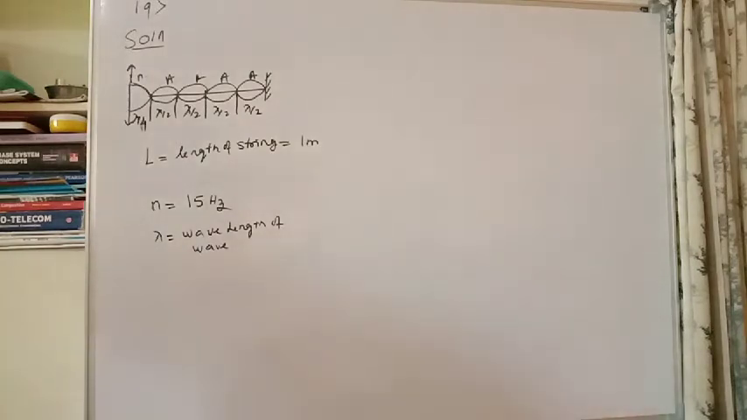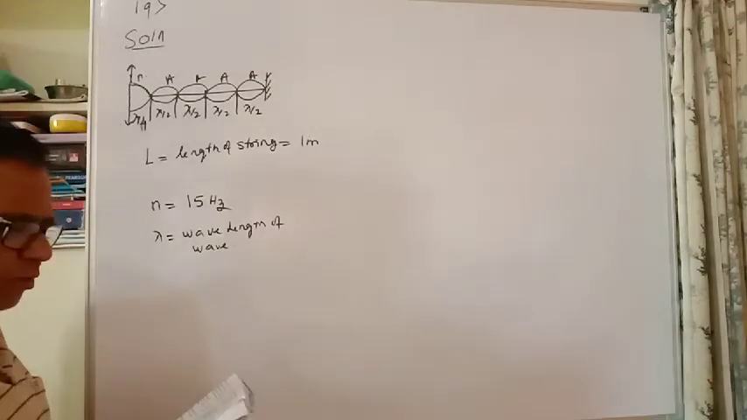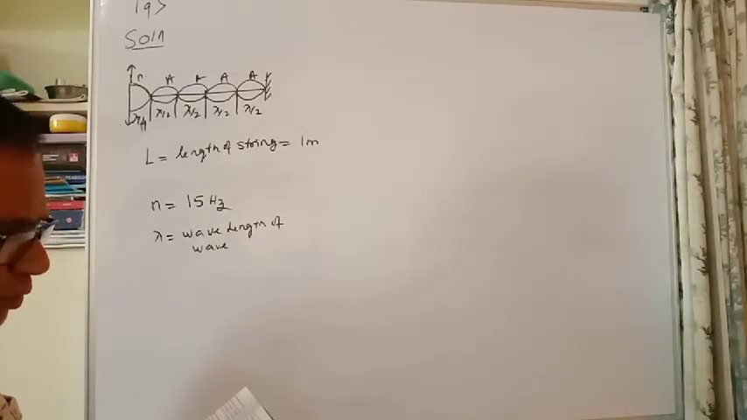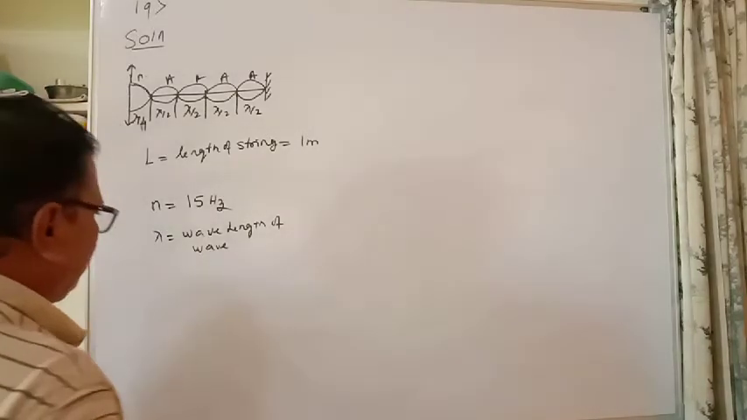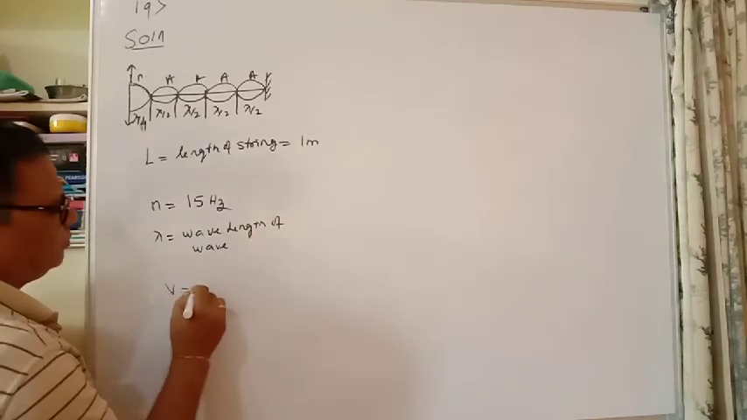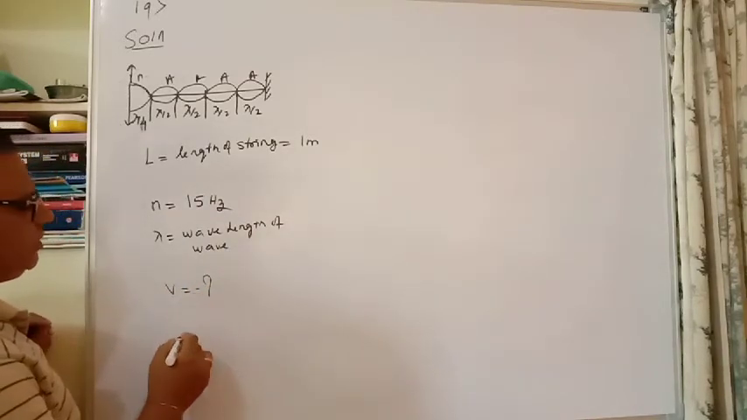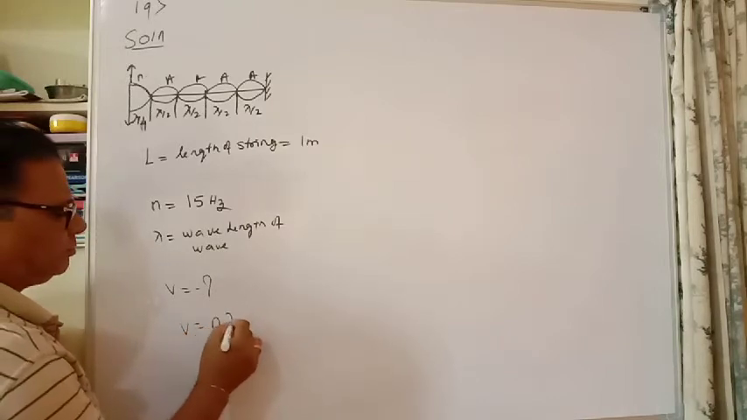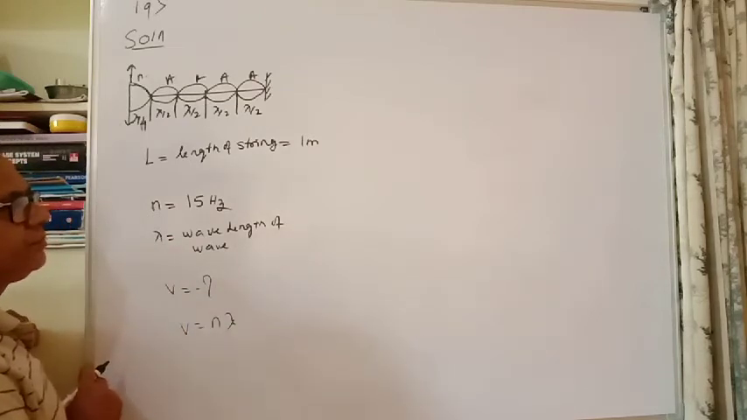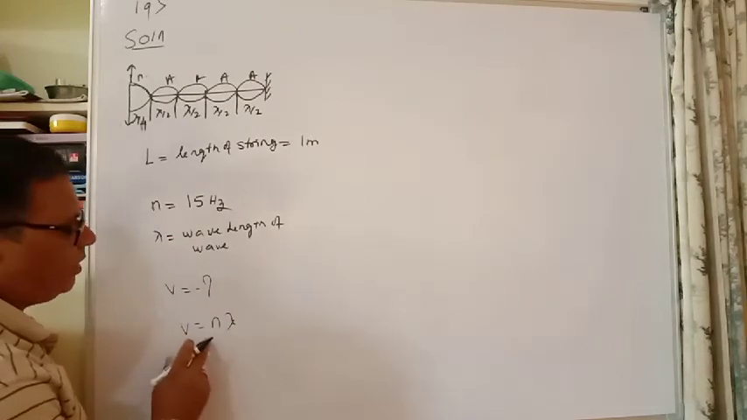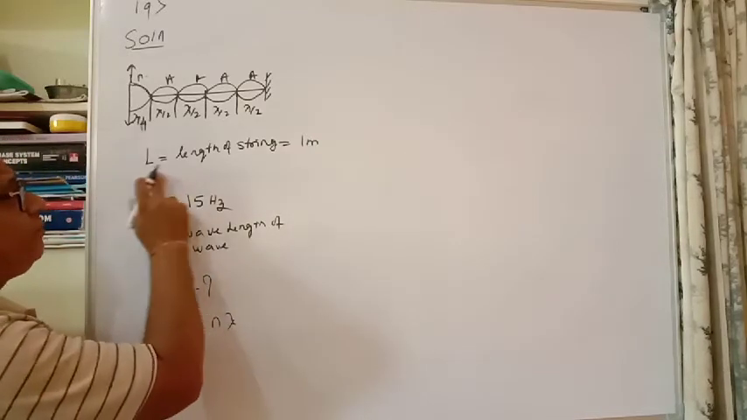So what has he asked to determine? He has asked to find the speed of the progressive wave which produces the stationary waves. We have to determine the velocity of the wave. The basic formula is V is equal to n lambda. Here n is given, but lambda is not given. So we have to determine the lambda. But he has given the length of string.